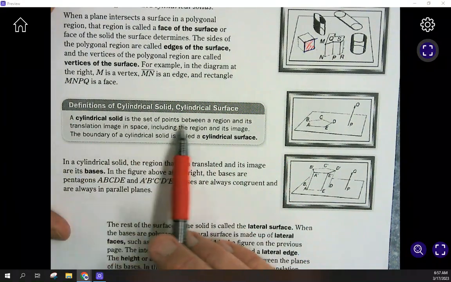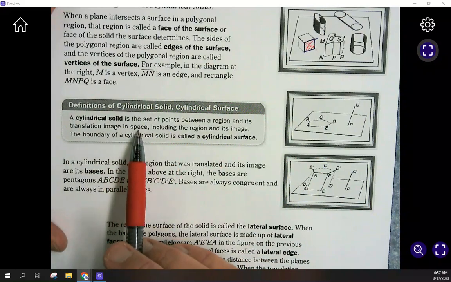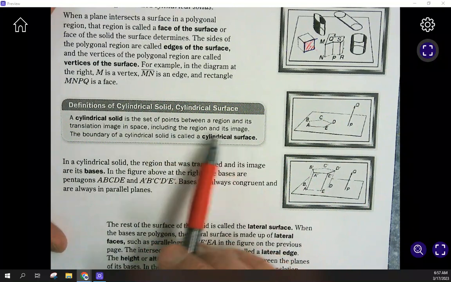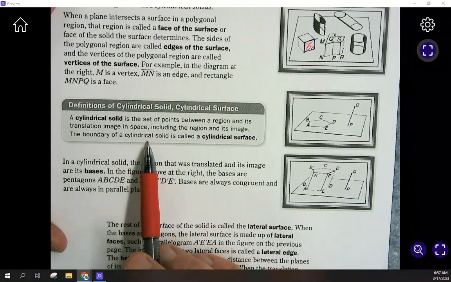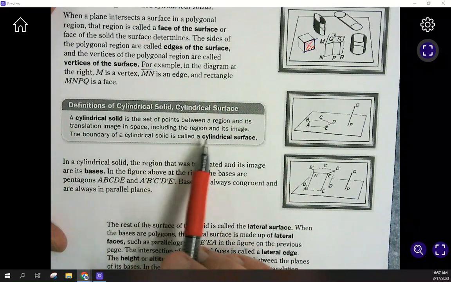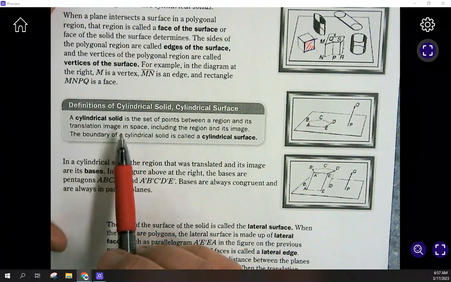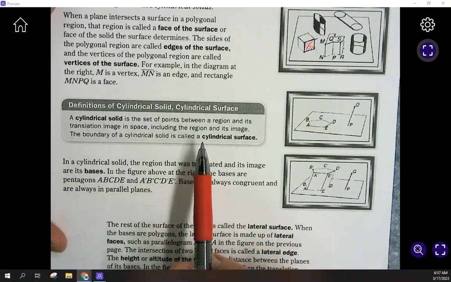A cylindrical solid is the set of points between a region and its translation image in space. That sounds complicated, but I'll make that make sense, including the region and its image. The boundary of a cylindrical solid is called the cylindrical surface. So just the outside of this solid would be called the surface, as if it was an empty box. A solid is everything, including what's inside of it.